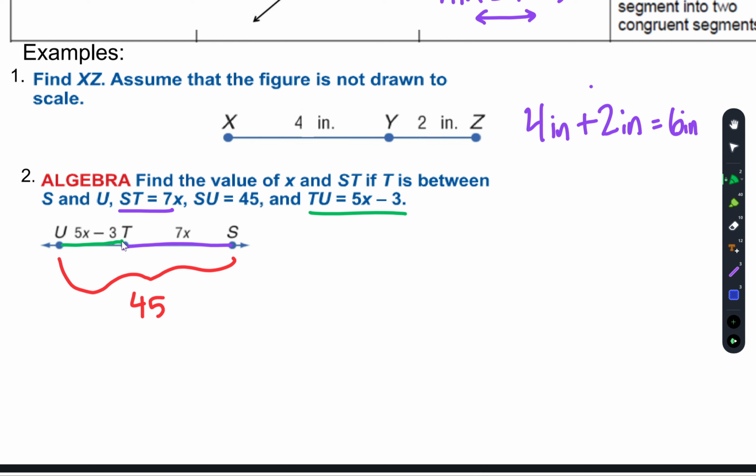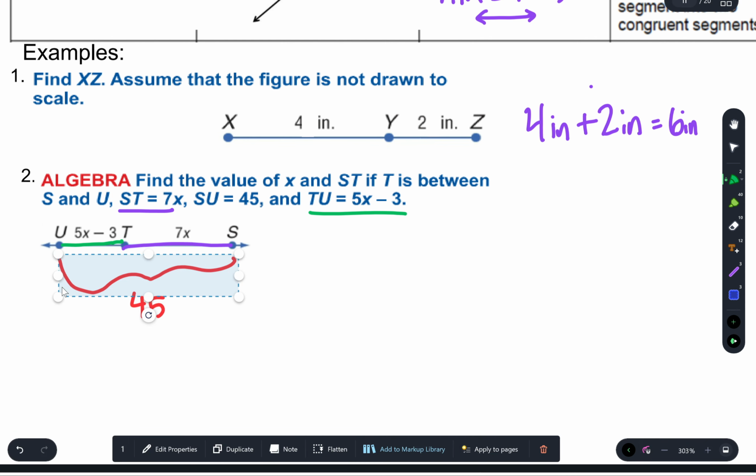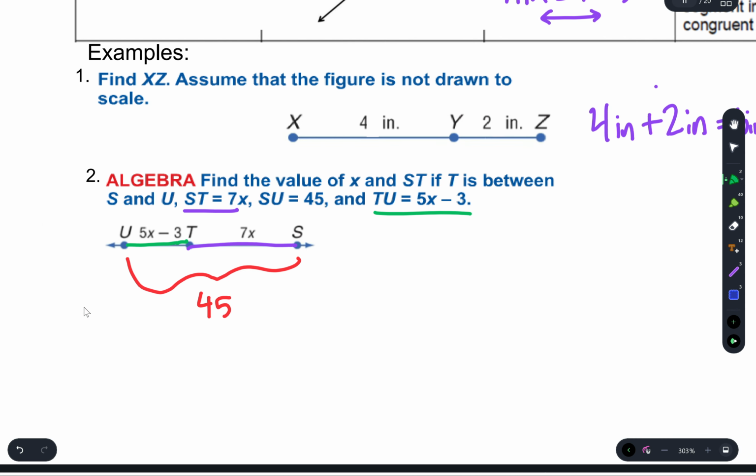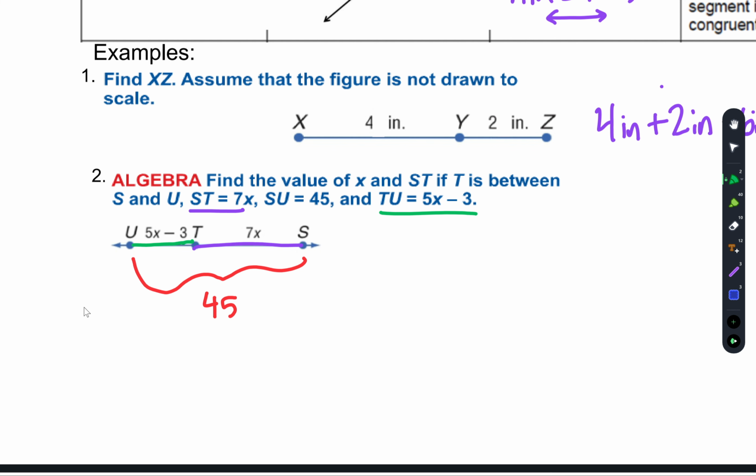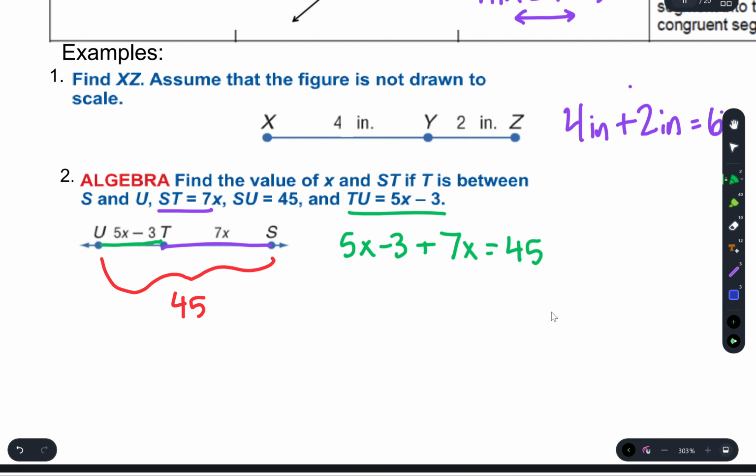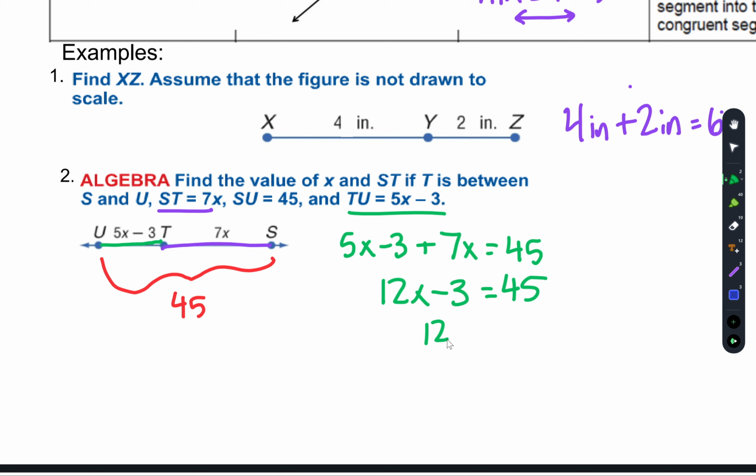Okay, so the way that we're going to relate these is that if I have 2 pieces, 4 inches and 2 inches, I can add them together to get the total, 6 inches. Same thing here. If I have 2 pieces, I can add them together to get my total. So my equation should look like 5x minus 3 plus 7x equals 45. It's taking that same format from that last problem. And from here, I'm just going to solve. So this is 12x minus 3 equals 45. 12x equals 48. And x equals 4.